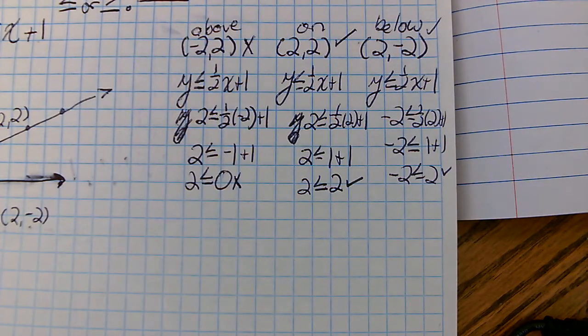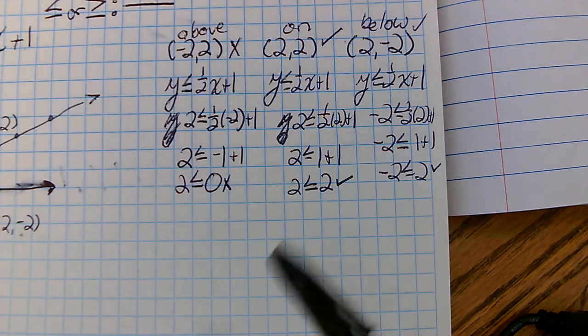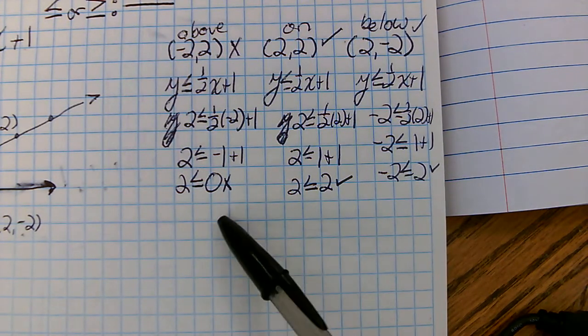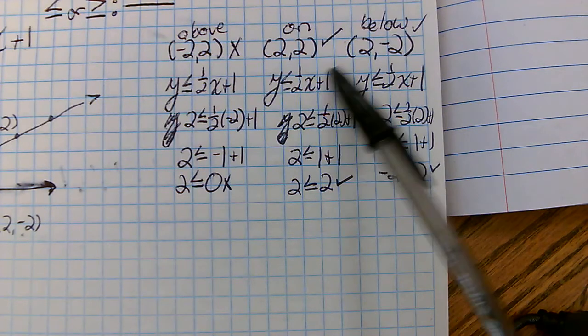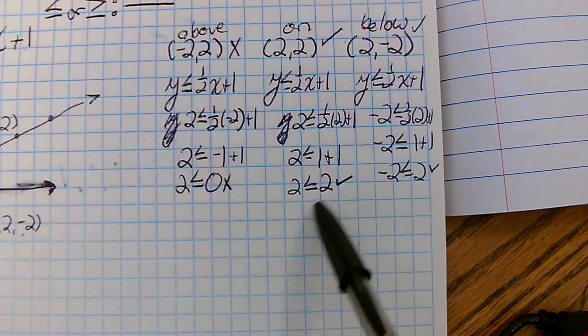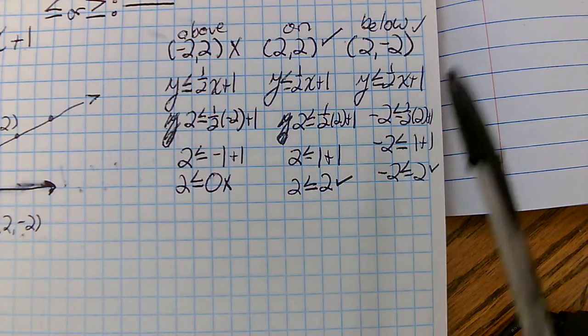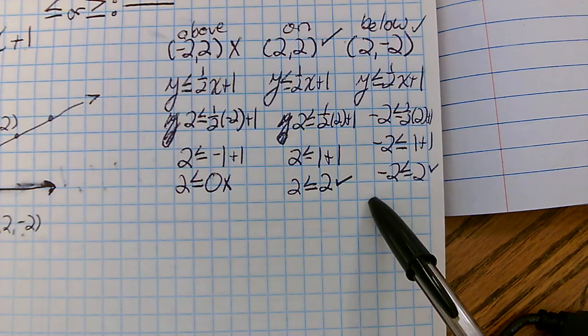Alrighty, that's a little messy, I apologize for that, but you can see that for this one, anything that was above the line did not work. I plugged in this point, it did not make it true. I plugged in something that was on the line, and it was true, because we have that equal to bar. I plugged in something that was below the line, and it was also true.